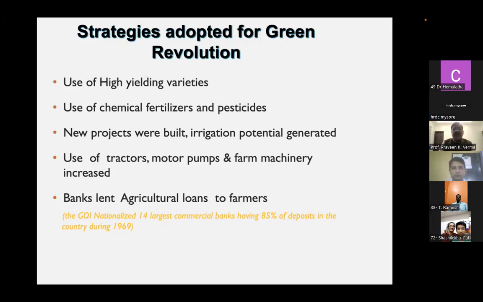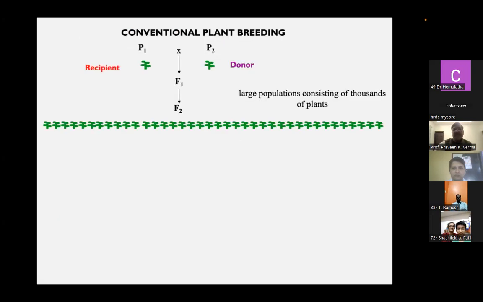And then new projects were built, irrigation potentials were generated, and the use of tractors, motor pumps, and farm machineries increased. And then there was a nationalization of the banks during that period, and the banks lent agricultural loans to the farmers. So these are some of the developments which started with the breeding programs during the first green revolution.